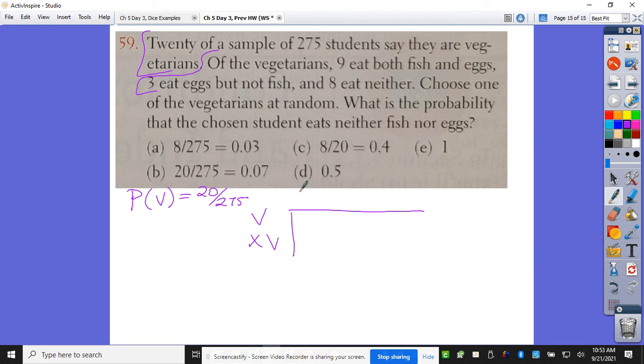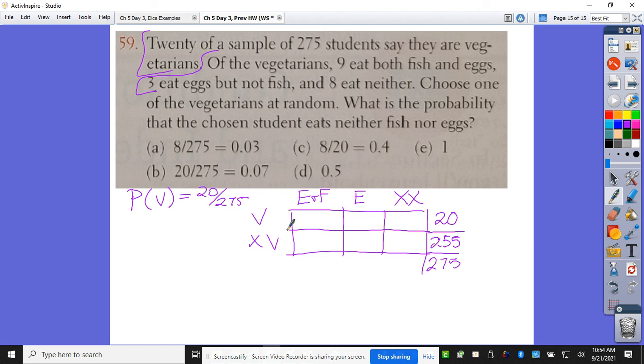And then my options are what? Eggs, fish, and both, or neither. Is that right? Eggs but not fish. Both. I'll write it separate. Eggs and fish. What's another one? Just eggs. Alright, so what goes here? 275. What goes here? Which means what would go here?